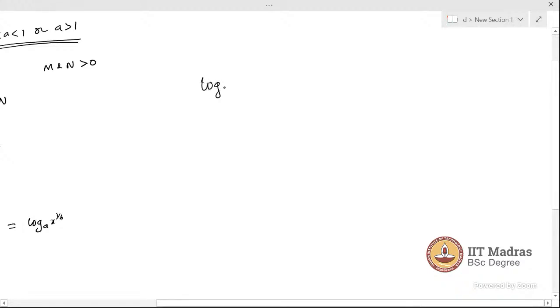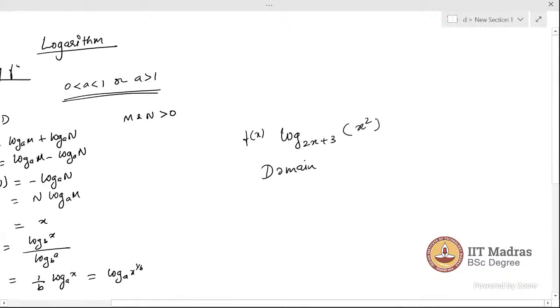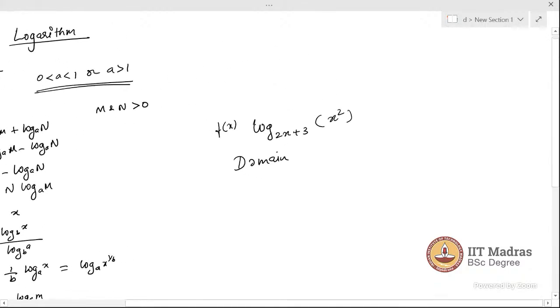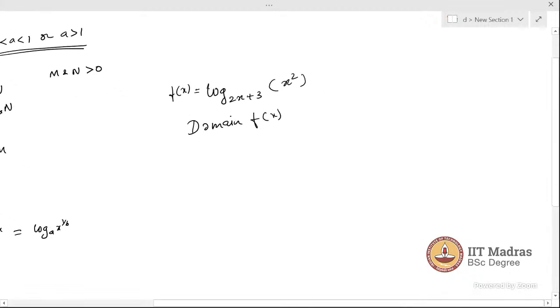Okay, so now if I have given a function log base 2x plus 3 of x square, just keep it as x square. Could you tell me what is the domain of this function? Quickly solve and tell me. One way of knowing is we always have to make sure that the definition of logarithm is not violated. That is the only thing you have to keep in your mind while finding the domain. So what is the domain of f of x? Those who are solving, solve it.